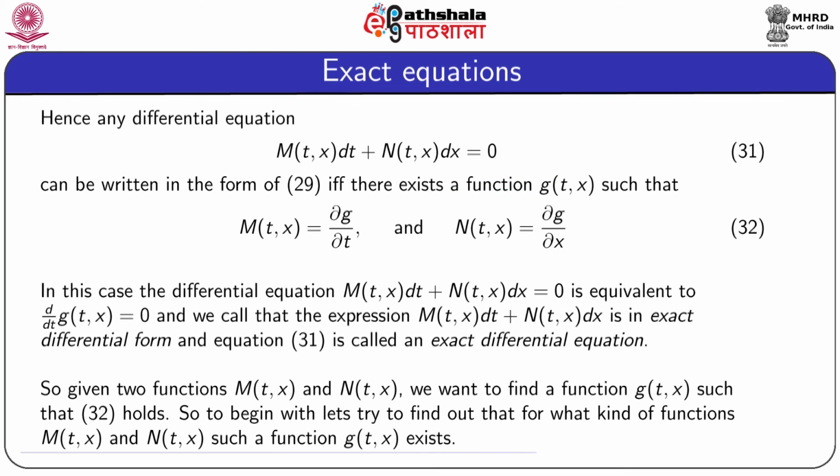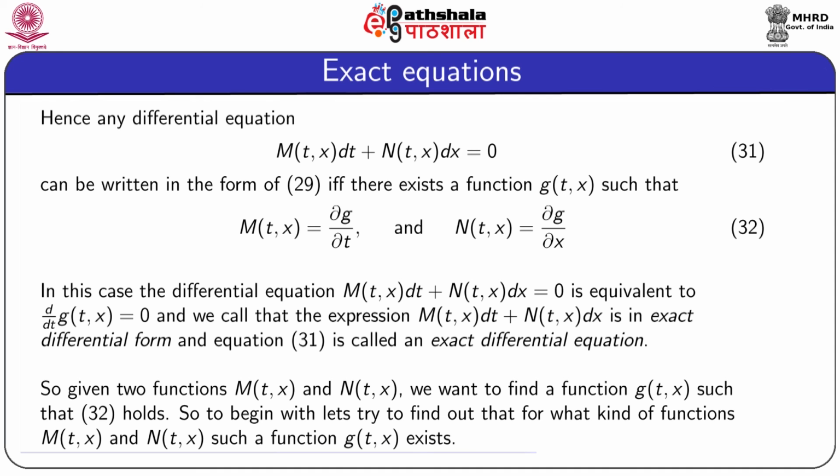In this case, the differential equation M dt plus N dx equal to 0 is equivalent to d/dt of g(t,x) equal to 0, and we say the expression M(t,x) dt plus N(t,x) dx is in exact differential form, and hence equation 31 is called an exact differential equation.